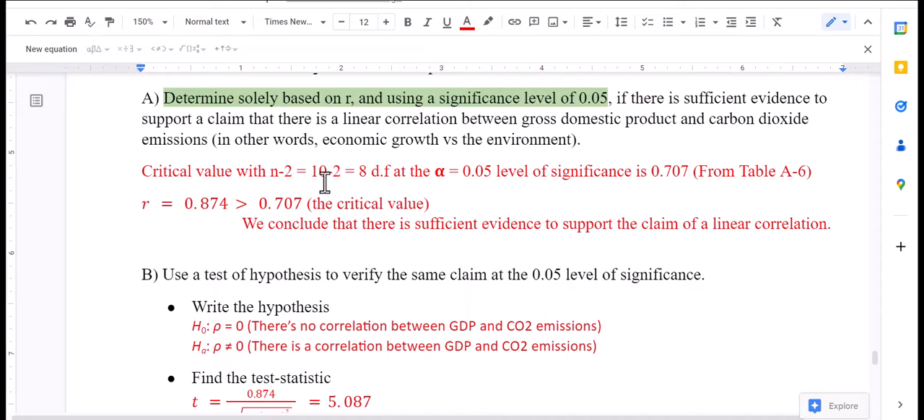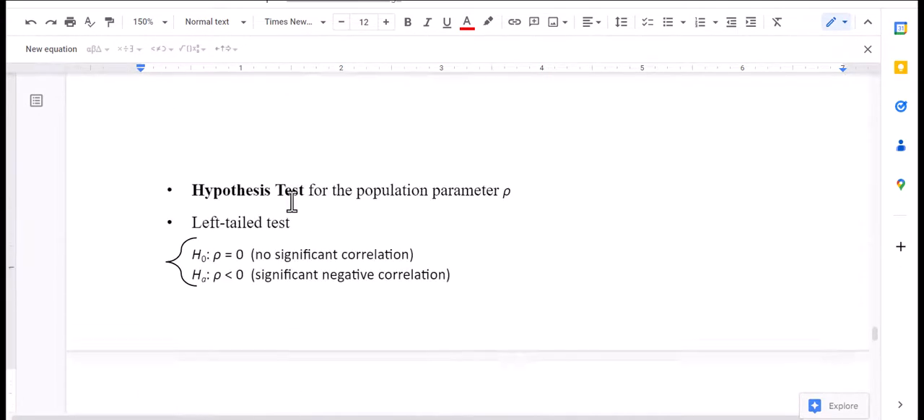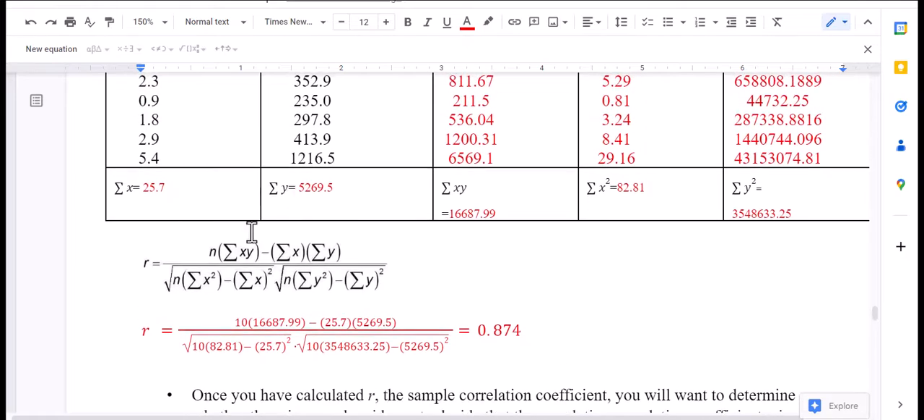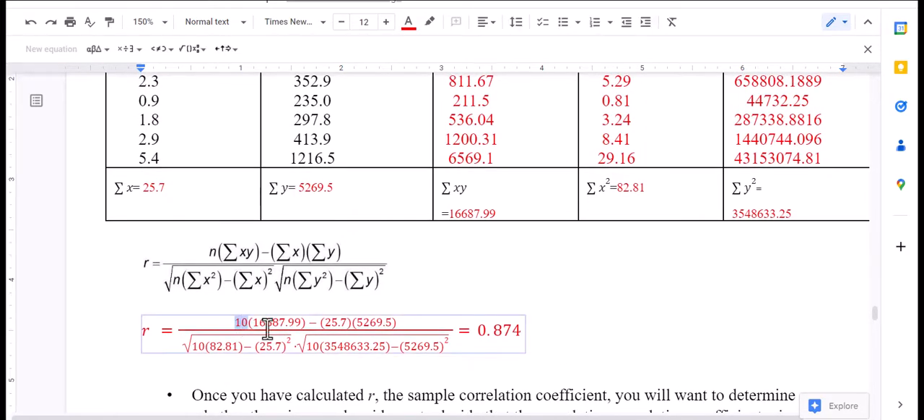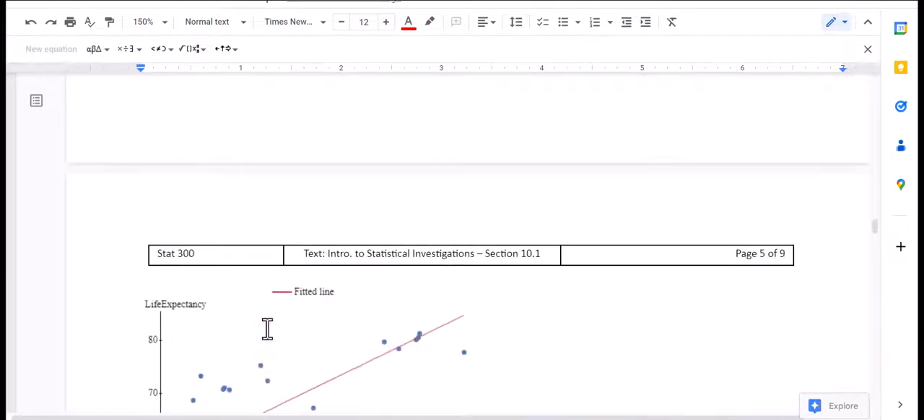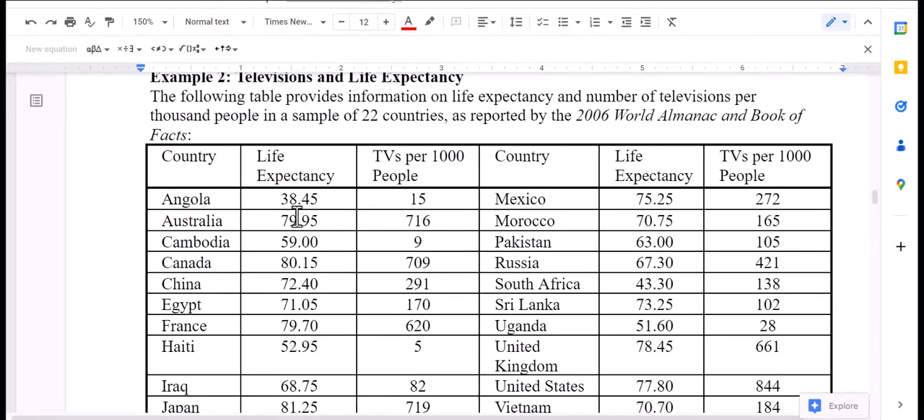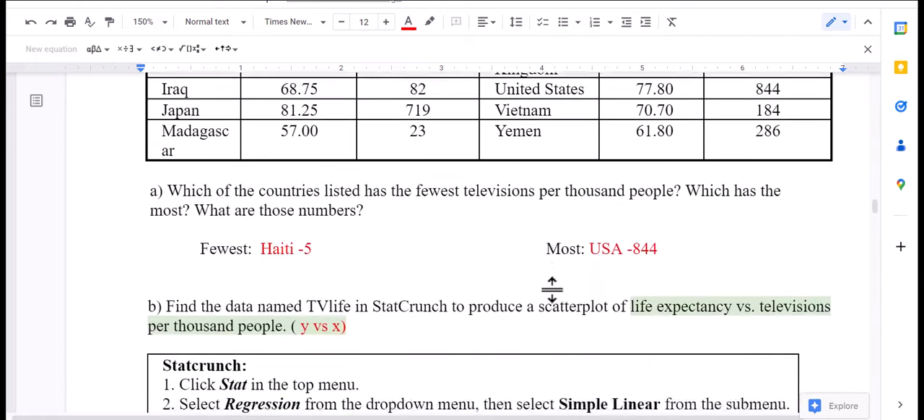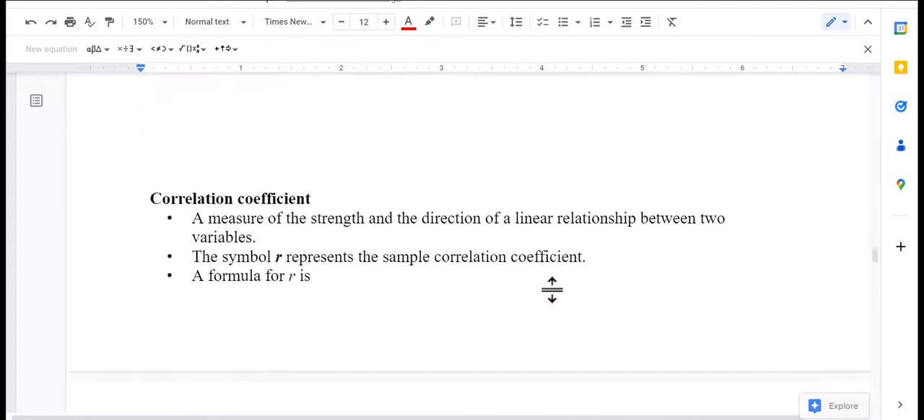So just to correct, I did not have my n correctly, right? The n in this problem is 10. I had it here. Why did I think 22? In the other example, the countries and the numbers of TVs, that was 22. So that's where my error came from.